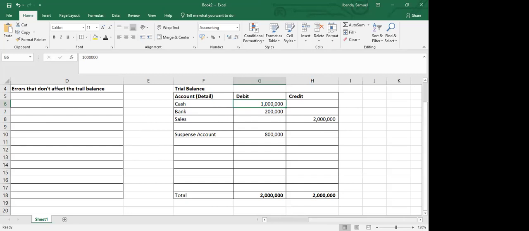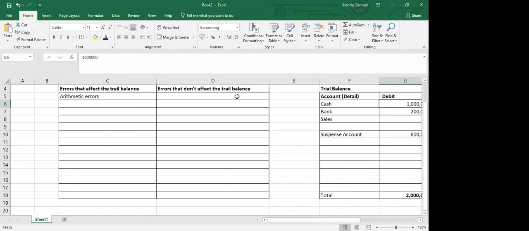Of course, even arithmetic errors within the trial balance itself could also cause that, because you usually use your calculator to add that up. Then we can also have an error of single entry.